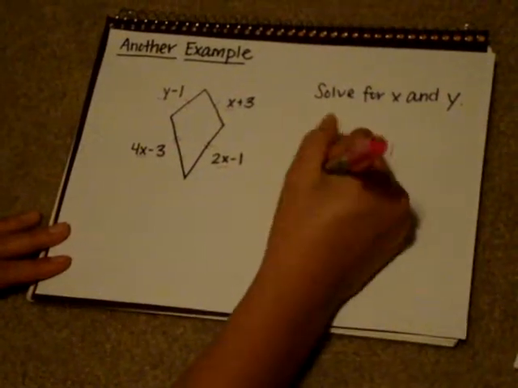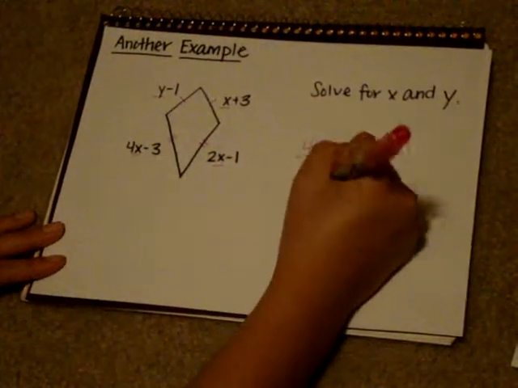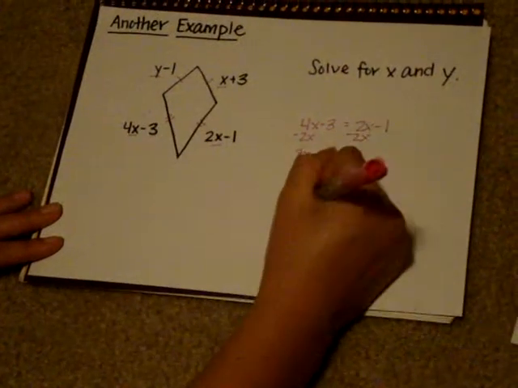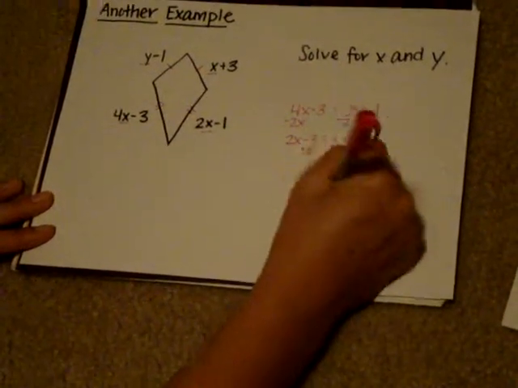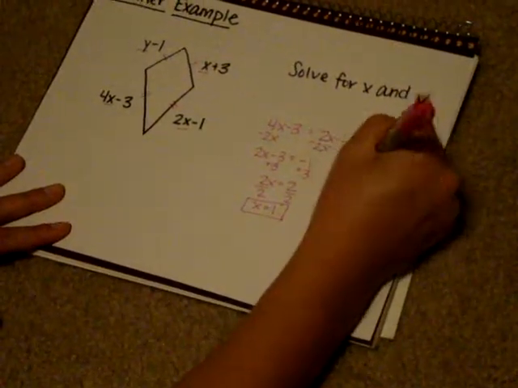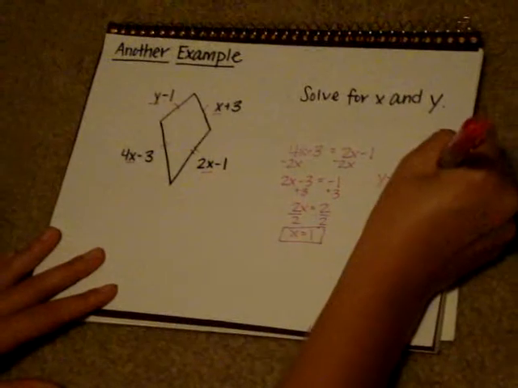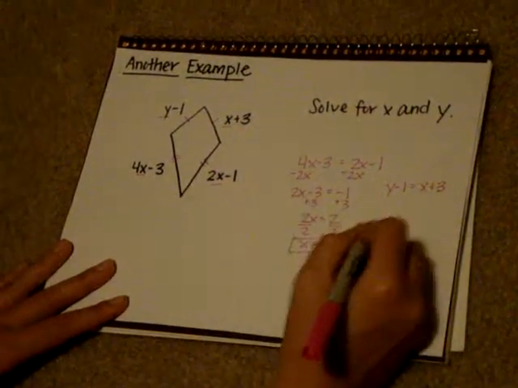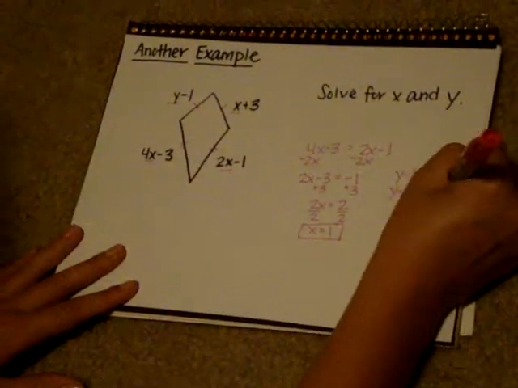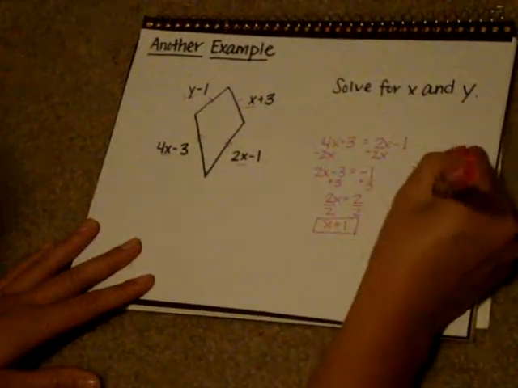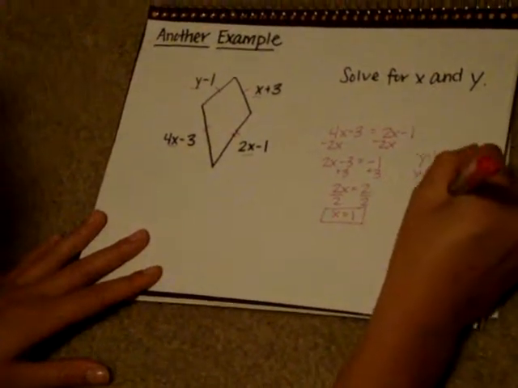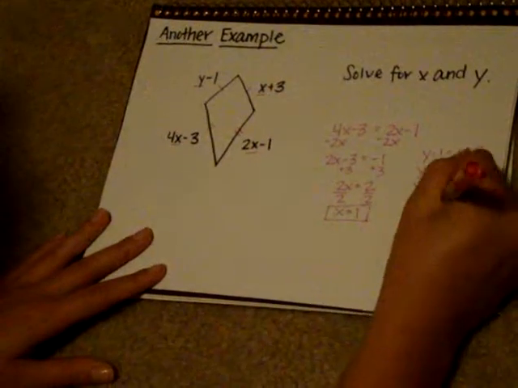If we add the 3 across, we get that 2x is equal to 2. And if we divide by 2, we get that x is equal to 1. Now, solving for y. We know that y minus 1 is equal to x plus 3. So then we substitute our 1 in for our x. So now y minus 1 is equal to 1 plus 3. So y minus 1 is equal to 4. And then if we add the 1 over, we get that y is equal to 5.